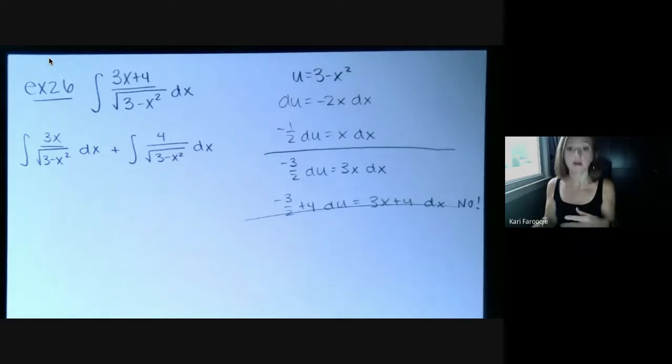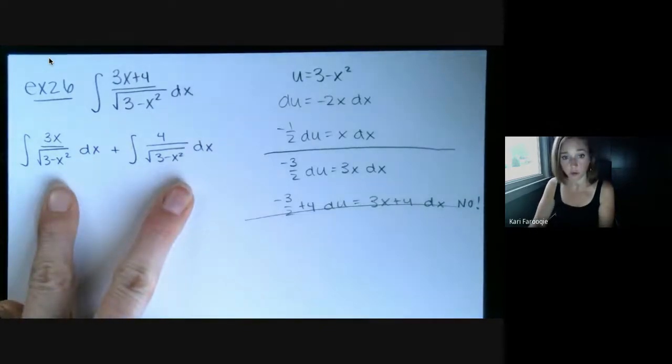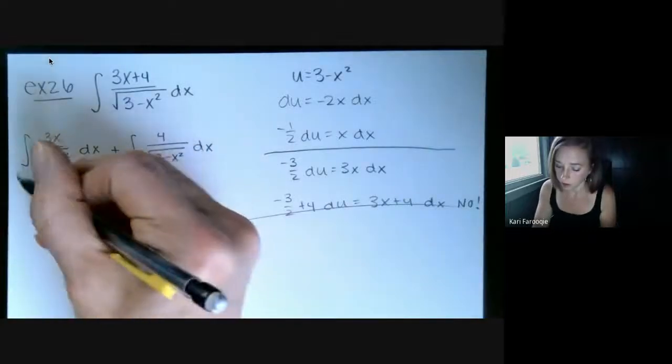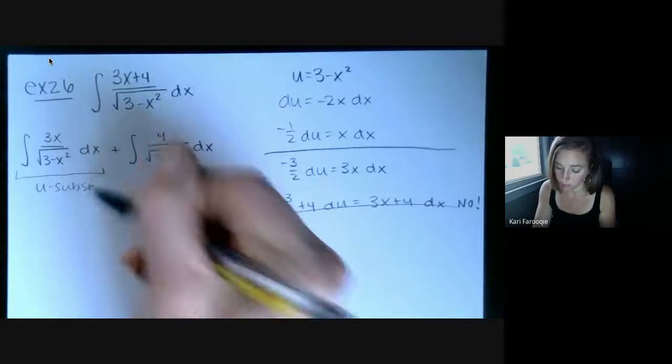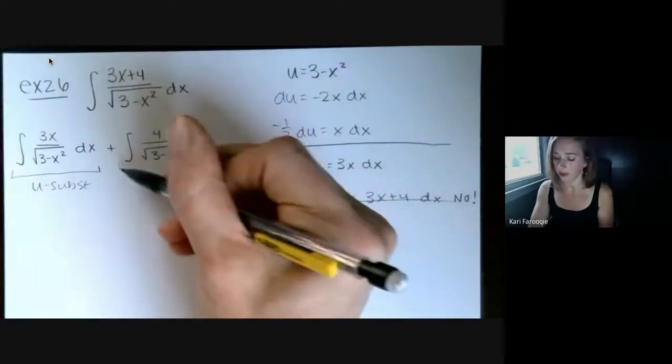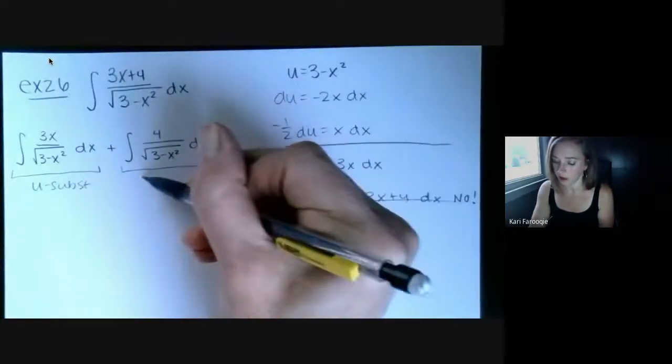Same idea. You're going to have to use that in this particular situation because you actually have two different forms here. This one is your standard u substitution. This one is that arc sine.